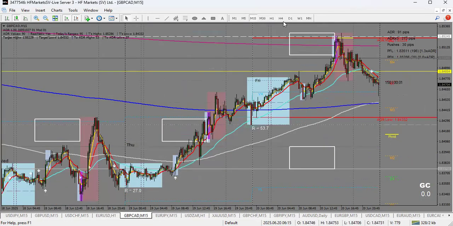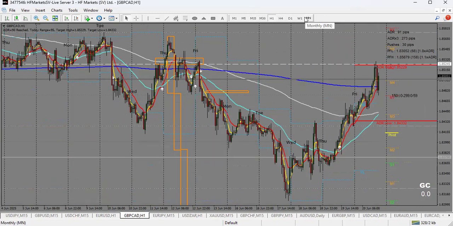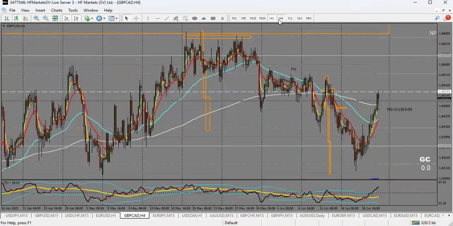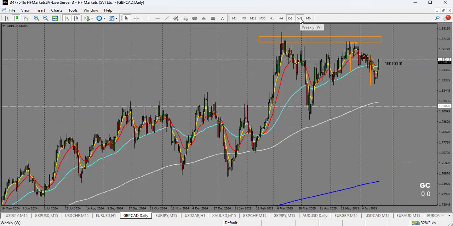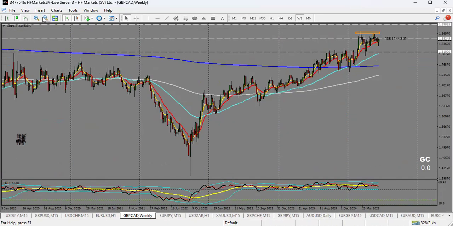And on Pound CAD, so last week, this was Monday here. Our anticipation was to sell Pound CAD, and we had that sell trade to complete the 3 levels. It almost completed the 3 times ADR, but then we had a peak formation low here, and the market has now reversed. So that is based on the hourly time frame.